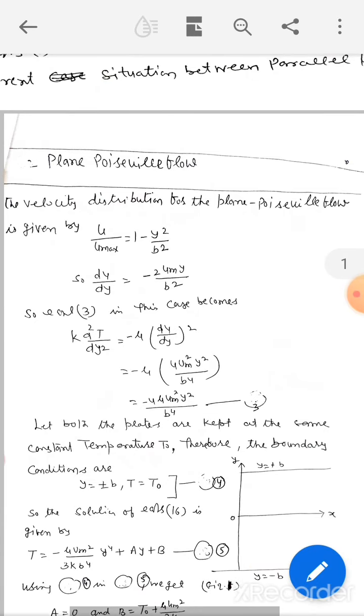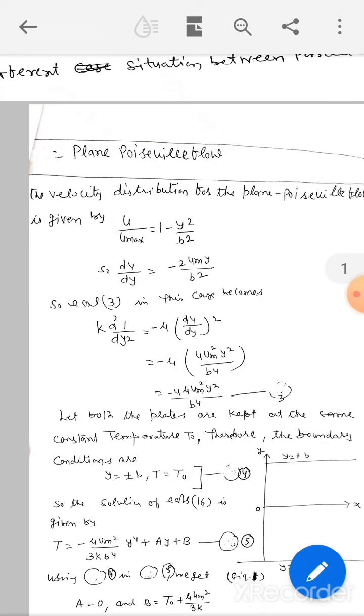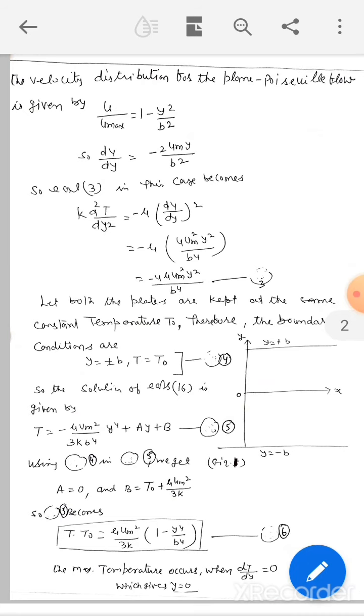In plane Poiseuille flow, the flow is due to a constant pressure gradient. Both plates are at rest and the motion is due to the constant pressure gradient. The velocity distribution for plane Poiseuille flow is given by u upon u maximum is equal to 1 minus y square by b square, where u maximum is the velocity in the middle of the channel. So du by dy is equal to minus 2 Um y upon b square, where Um is the maximum velocity.